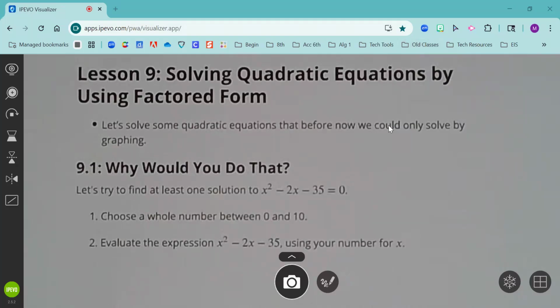Hi. Today, you guys are going to be learning about solving quadratic equations by using factored form in Unit 7, Lesson 9. I know in previous lessons you may have actually learned how to solve quadratic equations by graphing, but today we're going to use what we've learned in the last couple of lessons to help us solve equations mathematically, or how can I say, algebraically.